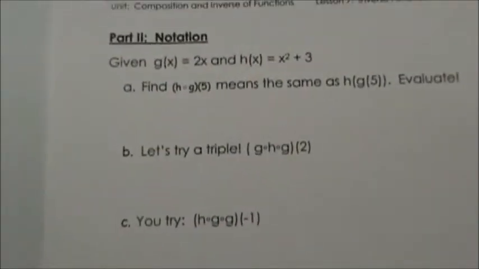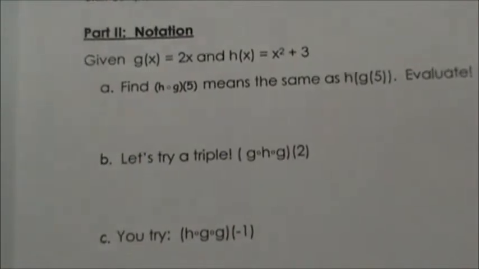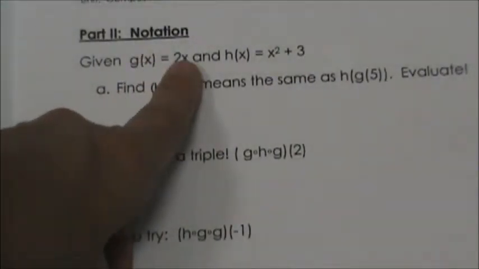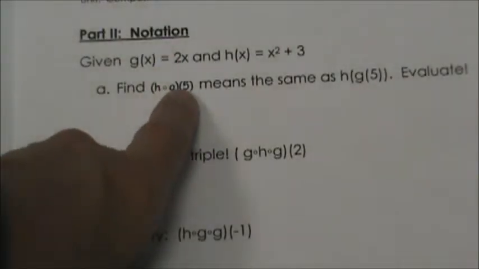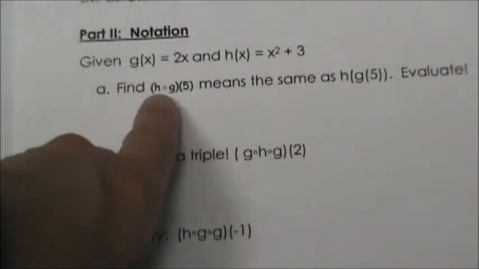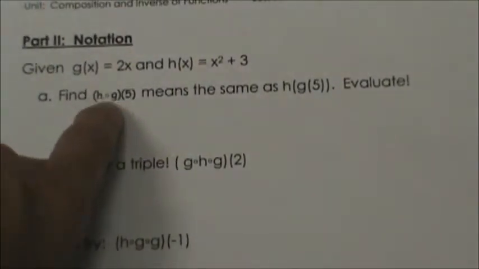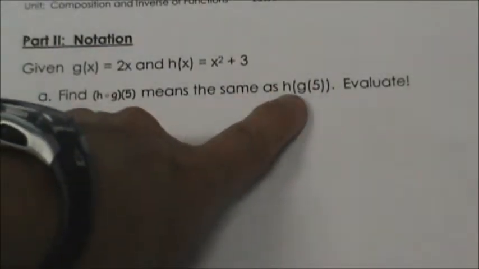Okay, the second part of what we need to look at today is just some notation. Okay, so we're given g of x is equal to 2x and h of x is equal to x squared plus 3. And we're going to find h of g of 5. If you haven't seen that notation, well, that notation is actually exactly the same as a composition. So it means the same thing as h of g of 5.